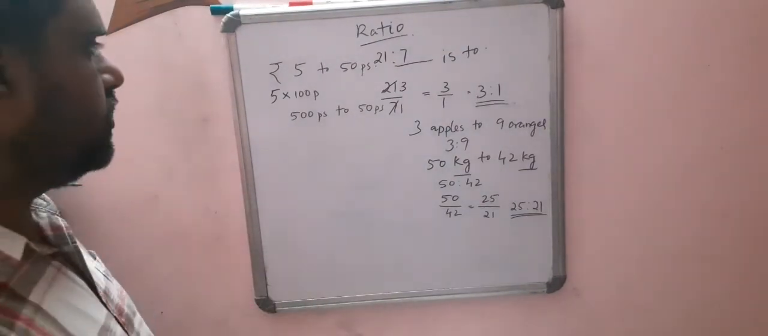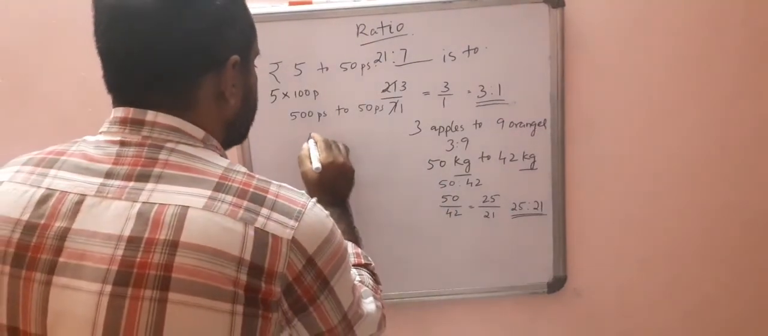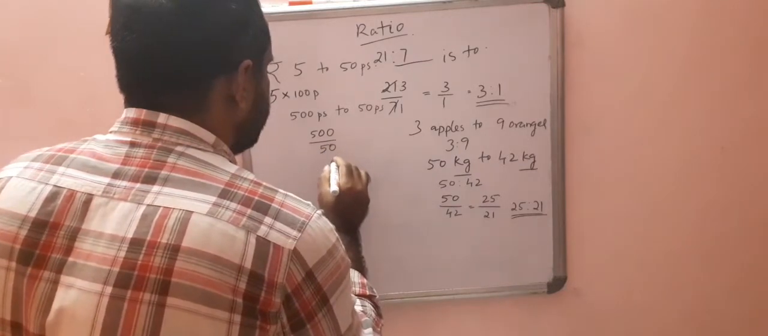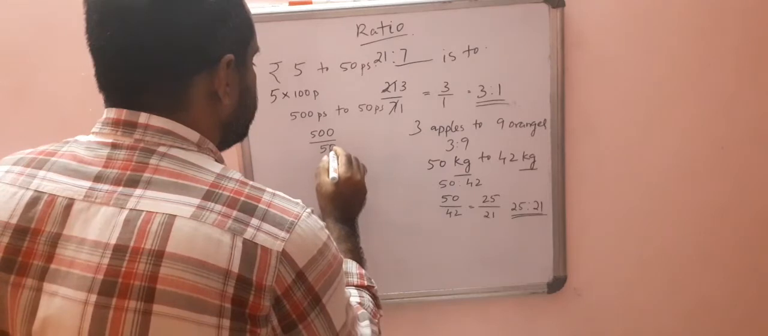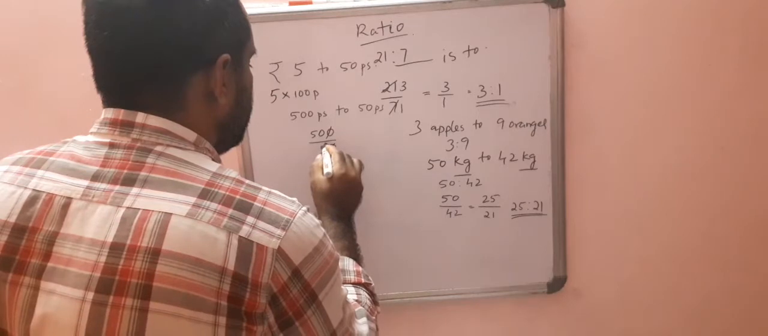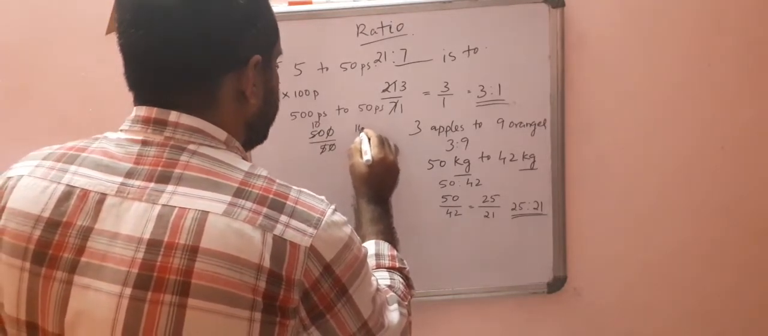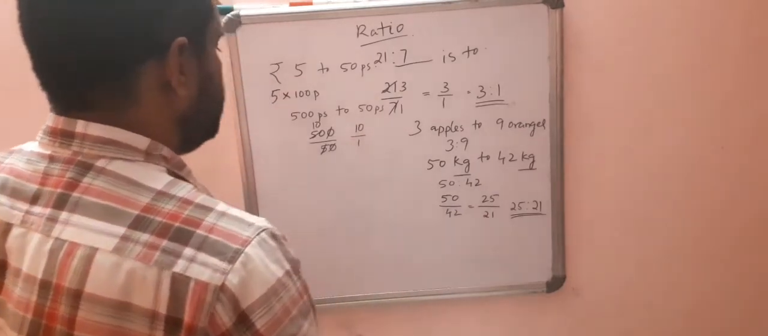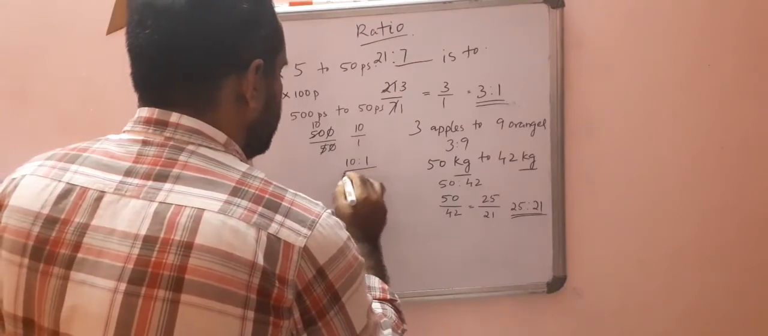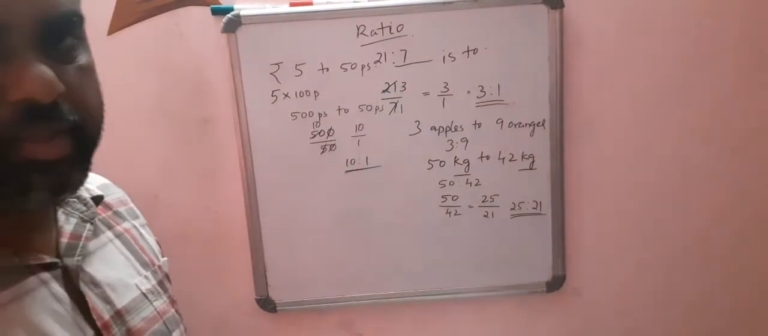What is the ratio? So how will we find it out? Like usual, we divide further. So 500 divided by 50, the 0 got cancelled, which is equal to 10 by 1, right? So we can say it is 10 is to 1. 10:1 is the ratio of 5 rupees to 50 paise.